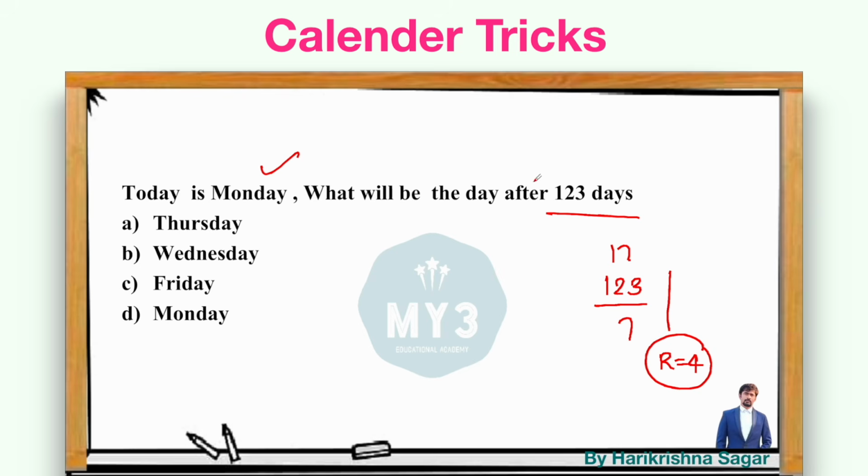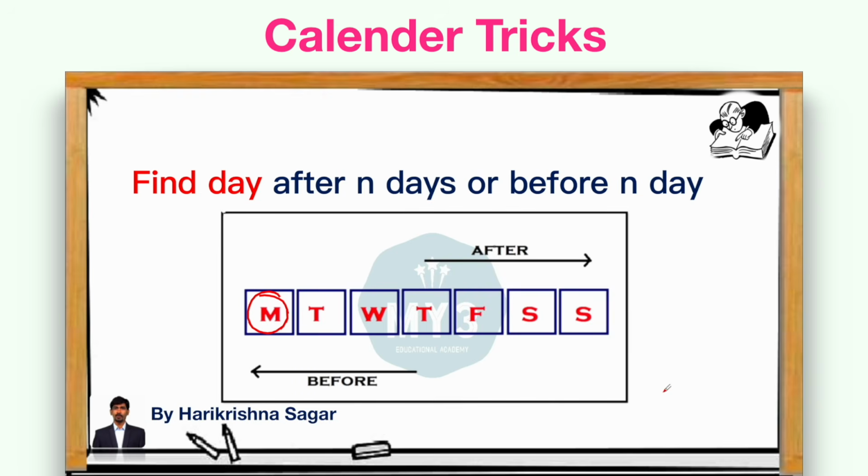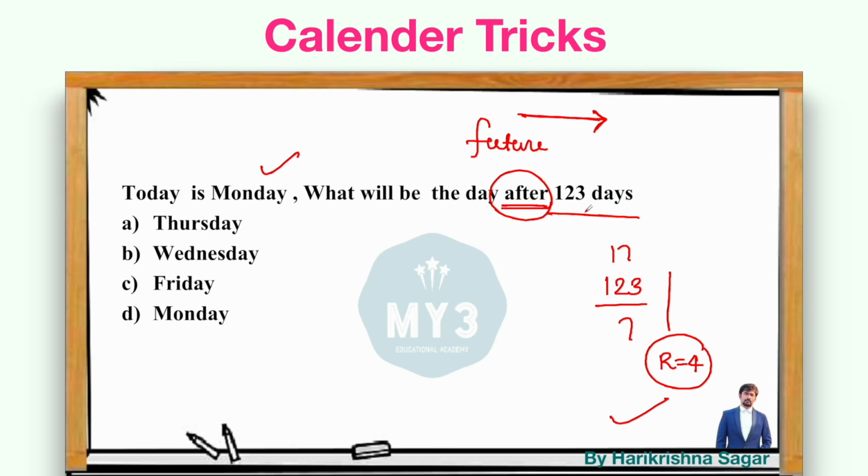Because we are getting 4 odd days, and they are talking about after, that means they are talking about future. Anything which is related to future, go in a forward direction. So you have to go forward by 4 days. Already we highlighted Monday, just move forward by 4 days so that you will be able to get the day after 123 days. So 1, 2, 3, 4. So mark the answer as Friday. So today is Monday. Then what is the day after 123 days is the question. You can simply mark the answer as Friday.